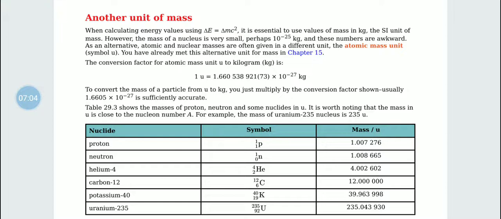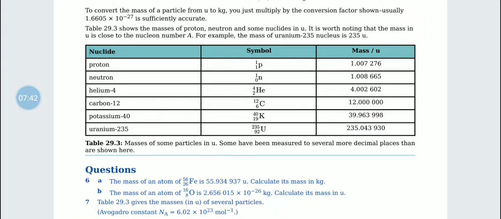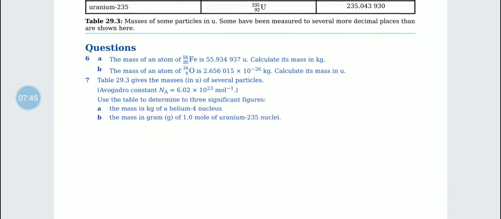Because calculating in kilograms is not easy, we use a smaller unit, atomic mass unit, within brackets U, where 1 U equals 1.66053891 × 10^-27 kilograms. Put a star and write down: to convert U to kilogram, multiply by 1.6605 × 10^-27. And write down this table 29.3, that will make more sense to you.